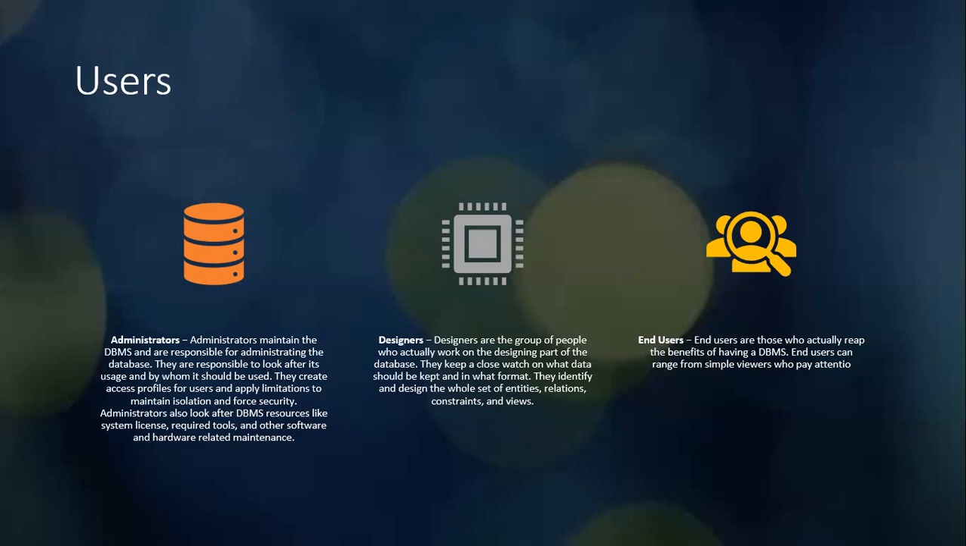But talking about the users, we also have 7 types of database users: database administrator, naive or parametric end users, system analyst, sophisticated users, database designers, application programmers, and casual users, or temporary users.